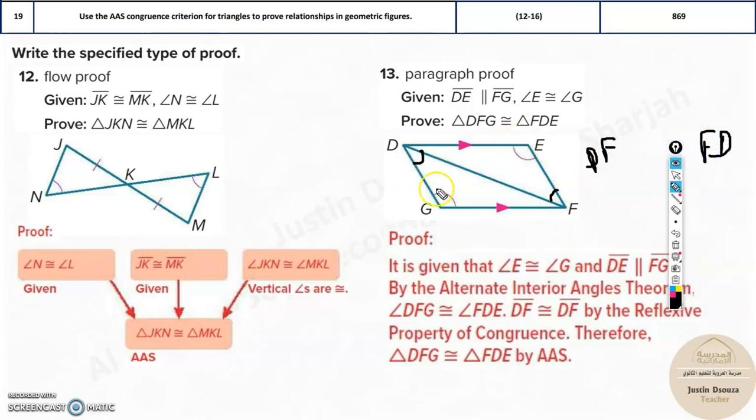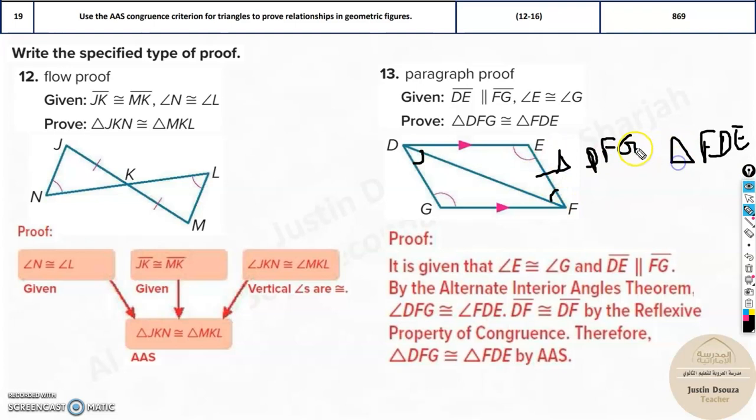And last one, G and E are congruent, G and E. So that is how we write the congruent statement. Triangle and triangle, these are congruent. So see which are equal to each other and then write the congruent statement.